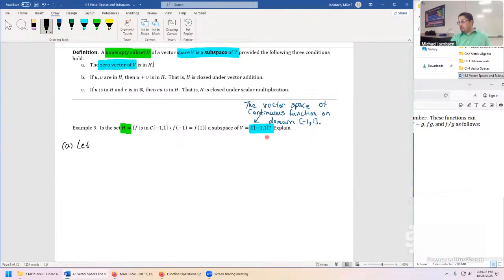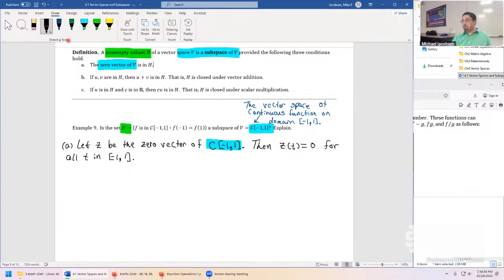Let Z be the zero vector of C -1, 1. Then what would that mean? This just means then Z at T equals 0 for, we should mention the domain values, all T in -1 to +1. So we've got the zero vector listed, redefined, probably the third or fourth time we defined it.